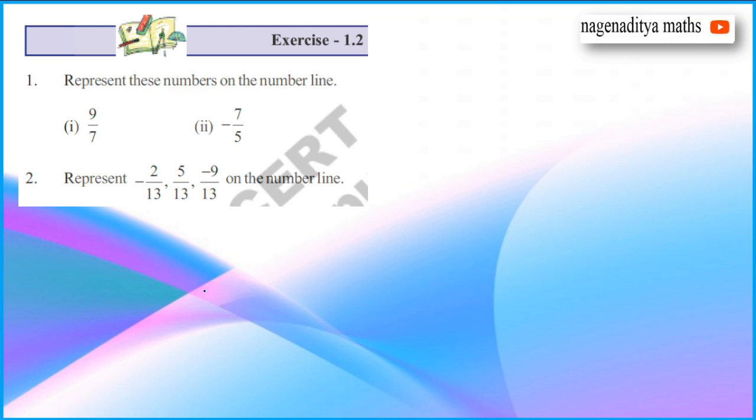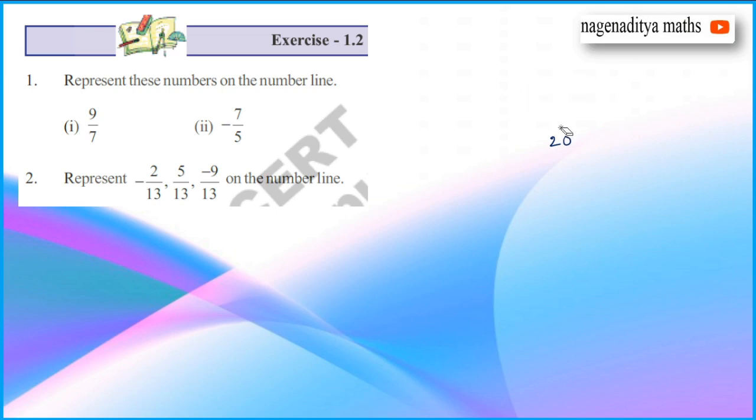So next problem. -7/5. So -7/5 is also an improper fraction, and a negative improper fraction. So if you divide 7/5, how many times do you get? 1 time, and the result is 1.4. So 1.4 is also lying between 1 and 2.